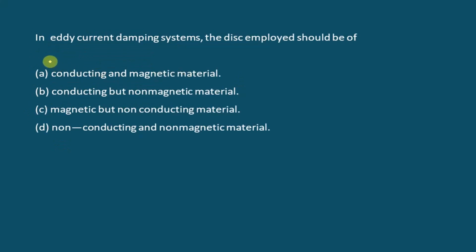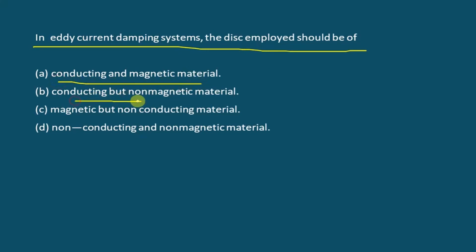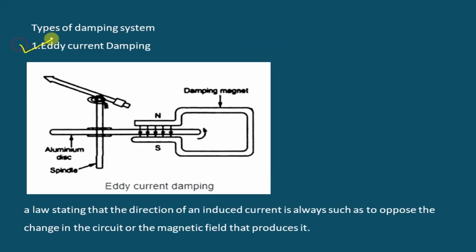So the question here is asking: in eddy current damping system, the disk employed should be of conducting and magnetic material, conducting but non-magnetic material, magnetic but non-conducting material, or non-conducting and non-magnetic material. So before solving this question, I want to give you some brief idea about different types of damping systems. One type of damping system is eddy current damping system. It is employed in the measurement system where there is a strong magnetic field. This damping system uses Lenz law to operate itself.